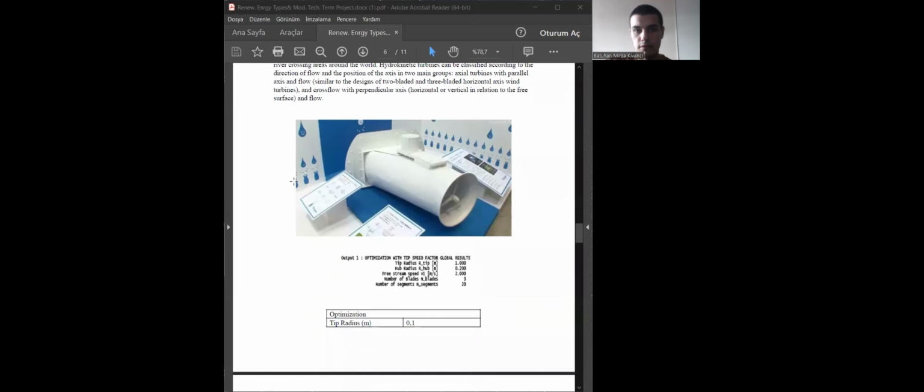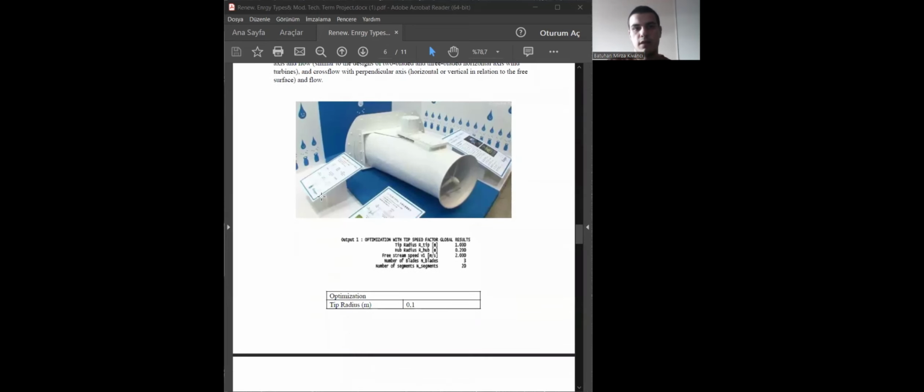And let's talk about selection and optimization. The dimensions required for the project are not available in the literature. For this reason, optimization studies were carried out based on a study from the journal Energy for Sustainable Development within ScienceDirect. The hydrokinetic turbine type chosen for the project is the axial flow hydrokinetic turbine.